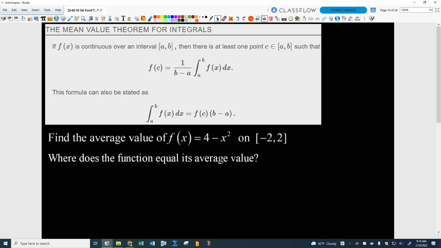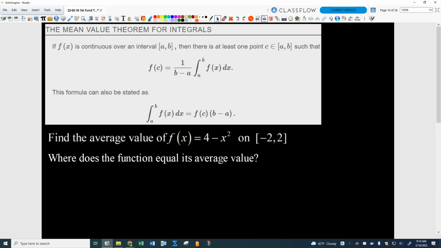So it says find the average value of this function on the interval from -2 to 2. That's pretty cool that we can do that, right? How are you going to find an average value? And think what an average actually means. Like if you're averaging a bunch of numbers, what are you doing? You're adding the numbers up and dividing by the number of numbers, aren't you?